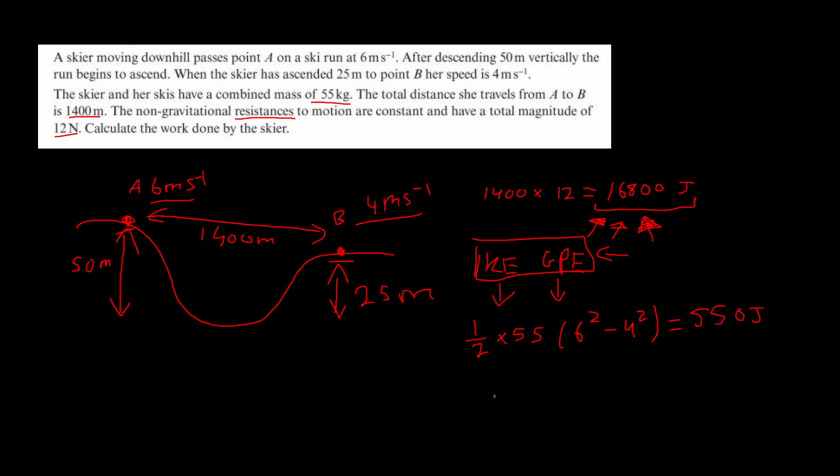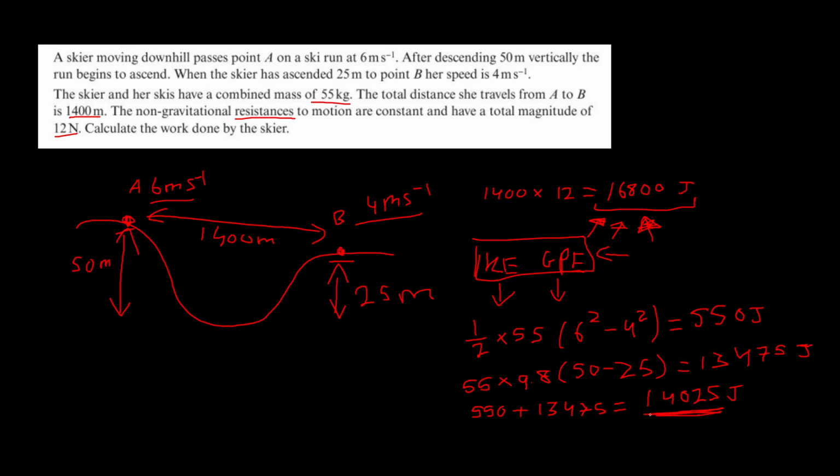Then to calculate the change in gravitational potential energy, I'll do the mass times the gravitational acceleration times the change in height, which is going to be 50 minus 25, or just 25. And that equals 13,475 joules. So if we add up the total mechanical energy lost, that'll be 550 plus 13,475, and that equals 14,025 joules. And so this number represents how much energy is lost from kinetic energy and potential energy.